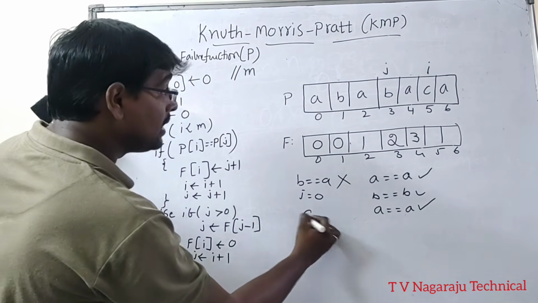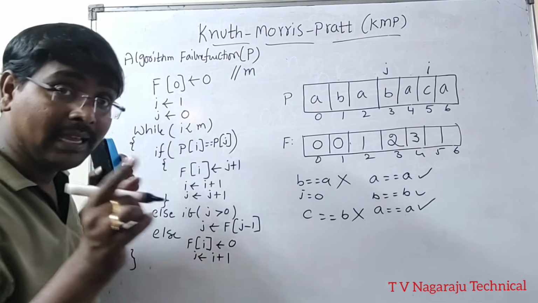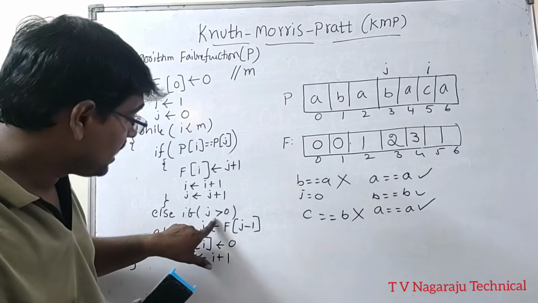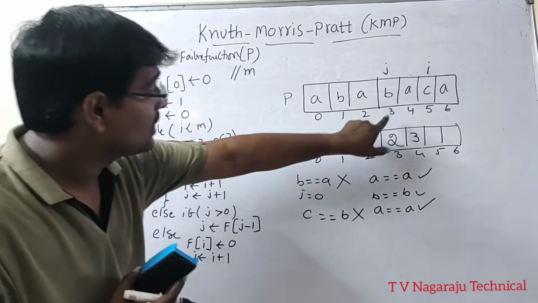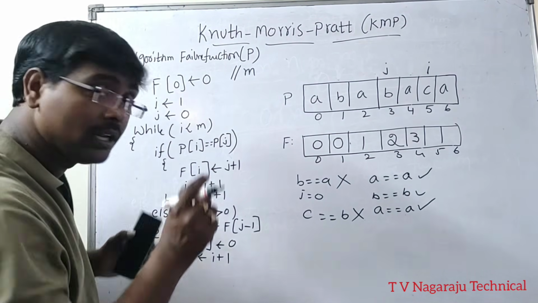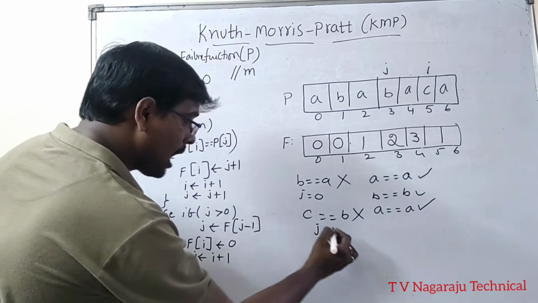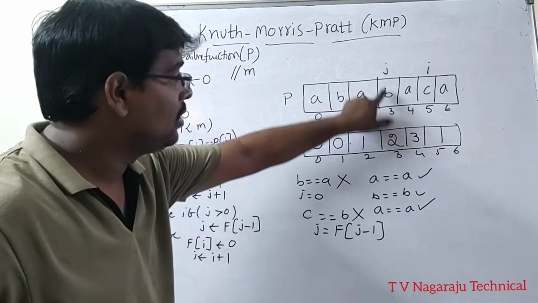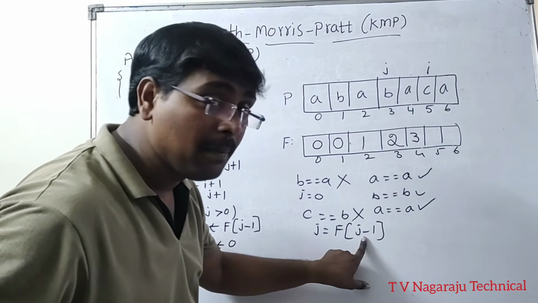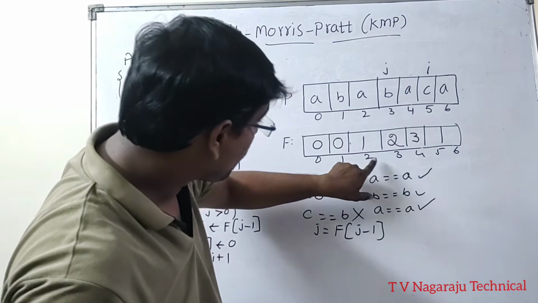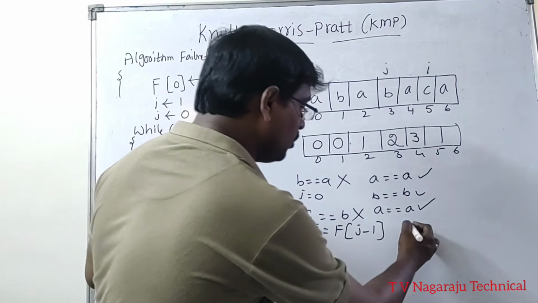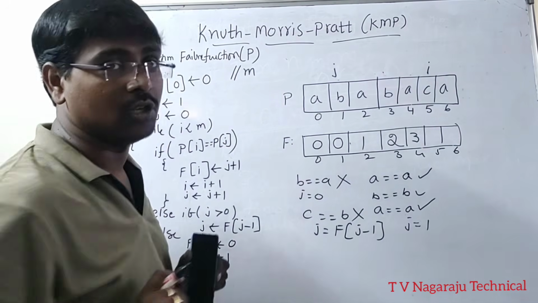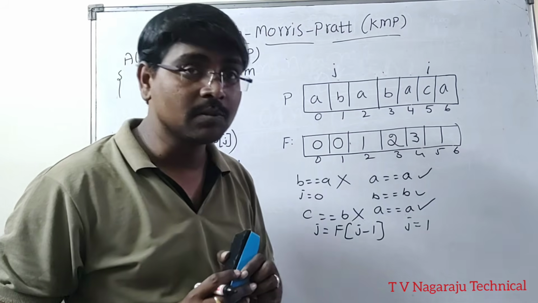Now, C is equal to B. Condition false. Whenever the condition is false, move to else if. Check j is greater than 0 or not. Yes, the j value is 3. Now what is your step? j is updated to f of j minus 1. j value is equal to 3, f of 3 minus 1, that is f of 2. What is the f of 2 value? 1. Now j is updated with the value 1, and j now points to this position.